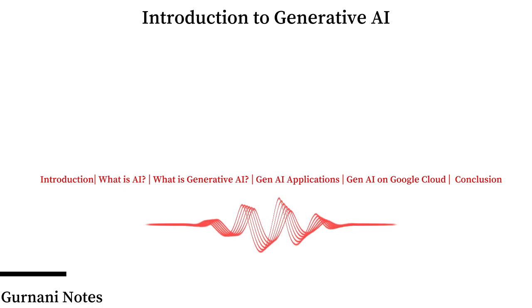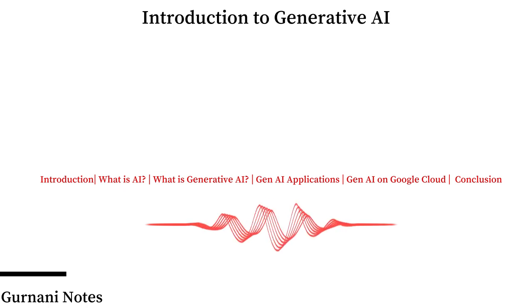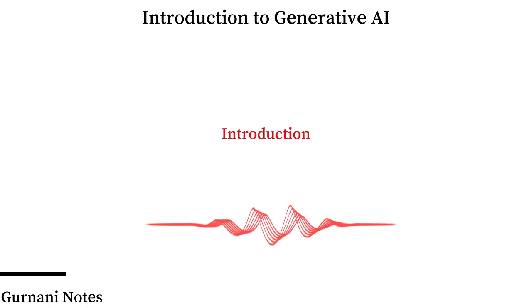I've created this video to give you all the introduction to generative AI. In this entire video, you will see multiple sections. We'll start with an introduction, move on to what exactly is AI, then we'll talk about the definition of generative AI, we'll look into some of the applications of generative AI. Finally, the work that Google has been doing as far as generative AI is concerned, we'll look into that, and then we'll end with a conclusion. So let's go ahead and get started with the introduction section.